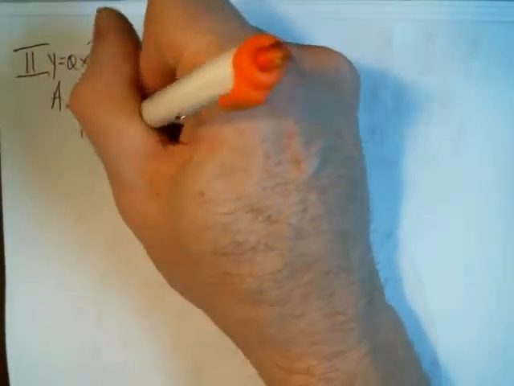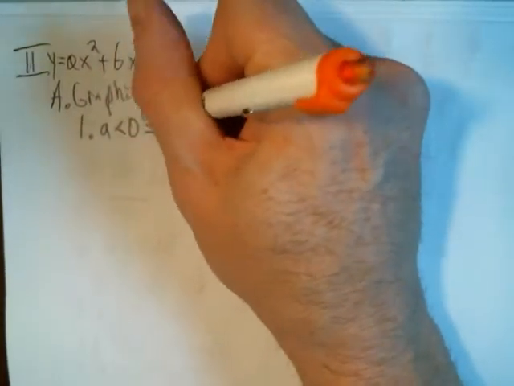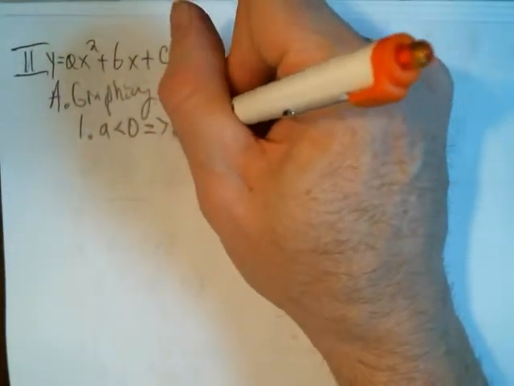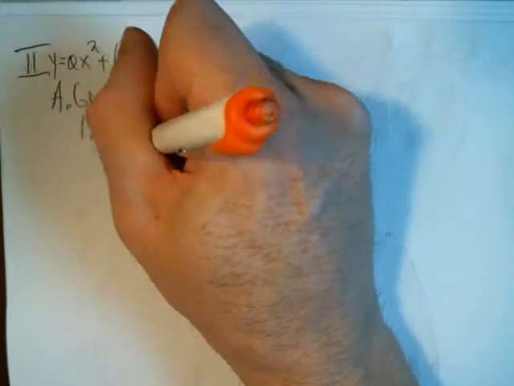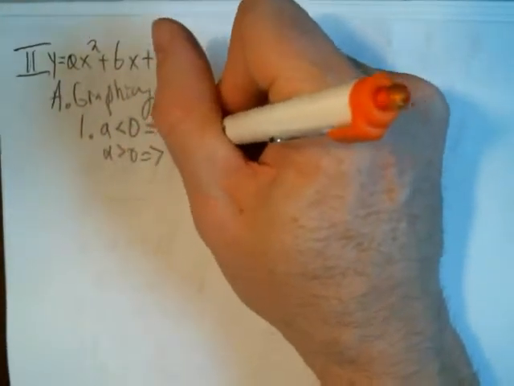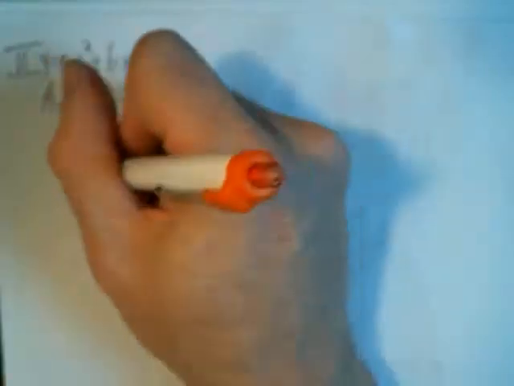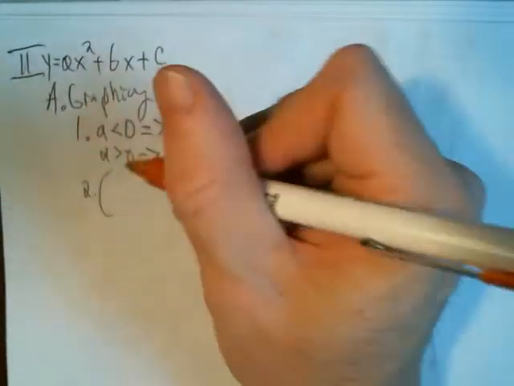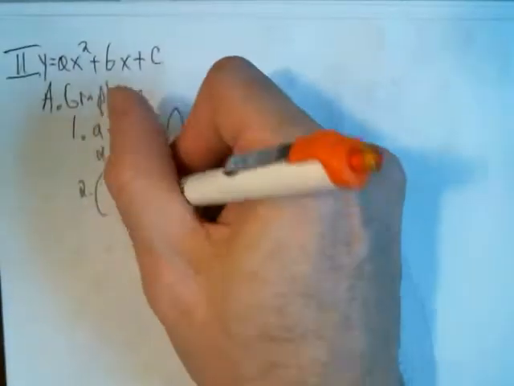And you look at that a term, and that'll tell you the same thing as it told you before. If it's less than 0, you're unhappy. If it's greater than 0, you're happy. Then you'll get the vertex, and this is where it's a little more work. You can't just read it off of the formula.